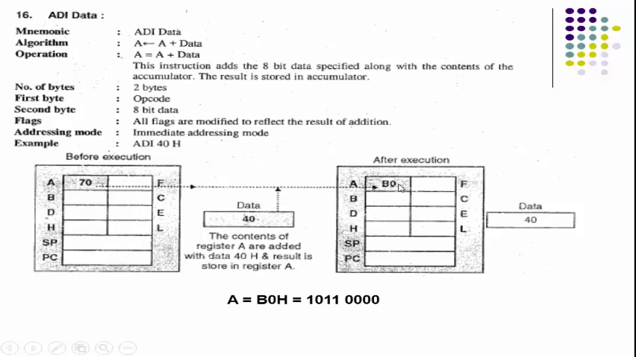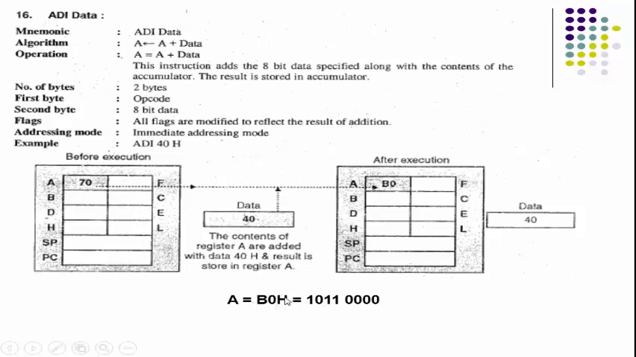Why B0? Because of the hexadecimal number system you will get B0, that is 7 plus 4 is nothing but 11. 11 is in decimal, and in the hexadecimal number system it is B. So 0 plus 0 you will get 0, 7 plus 4 is nothing but 11, in hexadecimal it is B. That's why the addition result you will get is B0 in the accumulator.